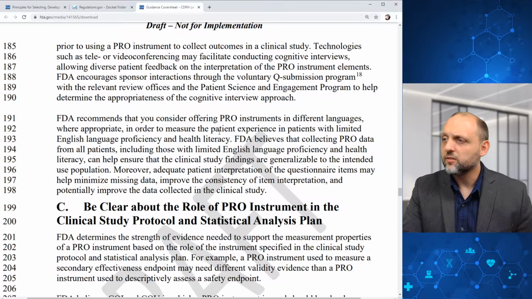FDA recommends that you consider offering PRO instruments in different languages where appropriate, and believes that collecting PRO data from all patients, including those with limited English language proficiency and health literacy, can help ensure that the clinical study findings are generalizable to the intended use population. Moreover, adequate patient interpretation of the questionnaire items may help minimize missing data, improve the consistency of item interpretation, and potentially improve the data collected in the clinical study.